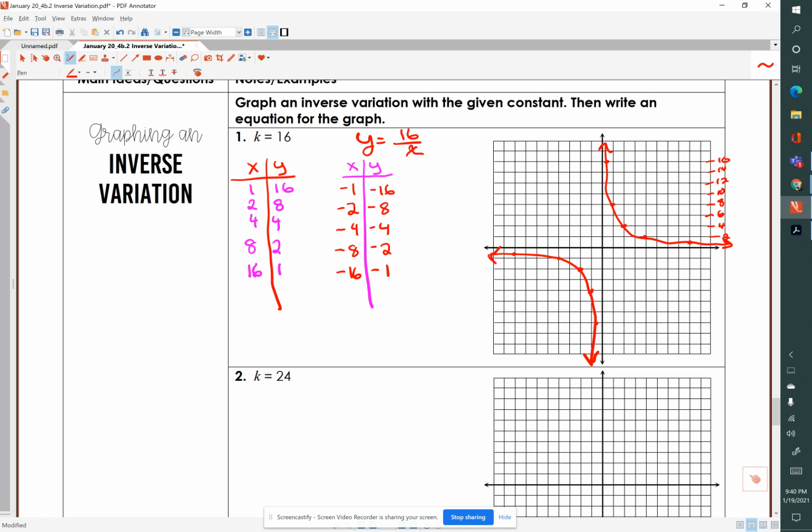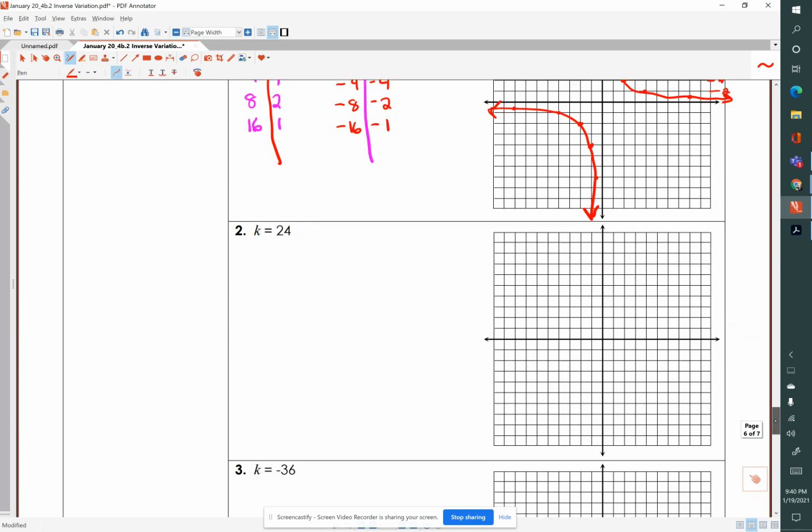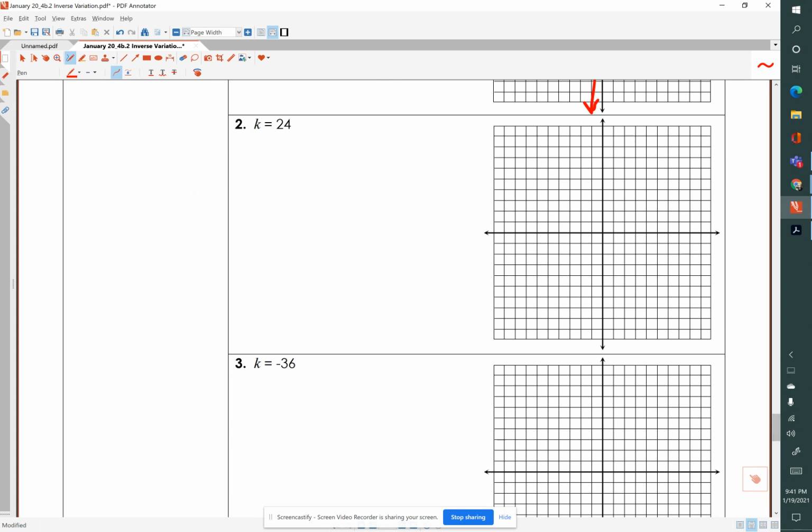Okay, that is the graph, a direct variation graph for positive numbers. Now let's do another one. Remember, we're looking for products that equal 24 because y equals 24x. So x and y, how do we get to 24? We're going to have our positive and our negative.